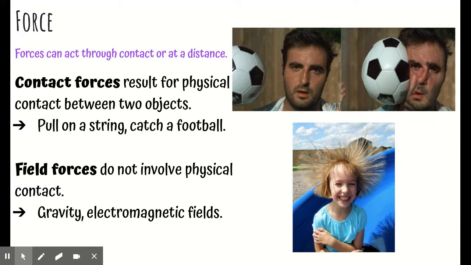Field forces do not involve physical contact. So these are going to be things like gravity, electromagnetic fields. Okay, those would be the two main ones here.